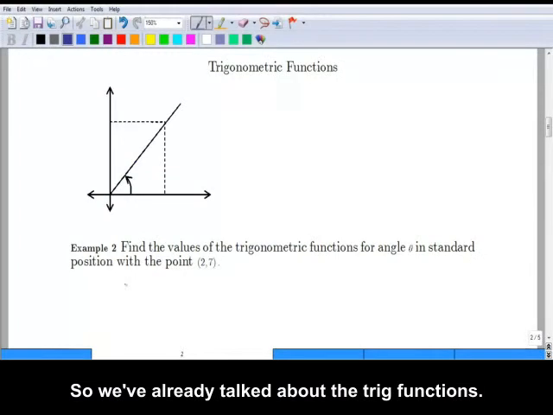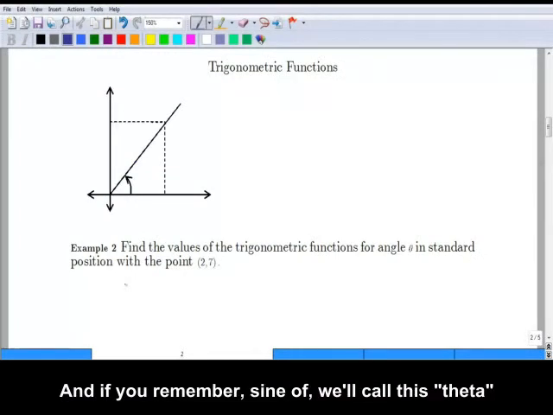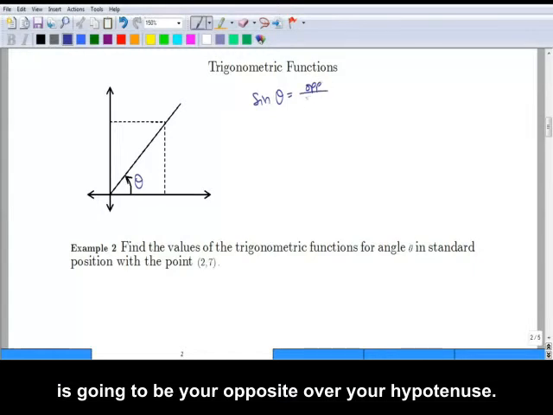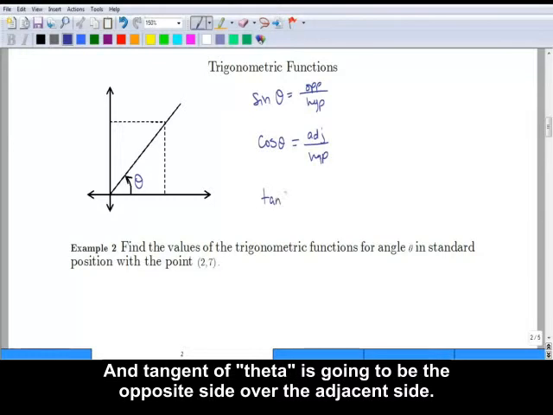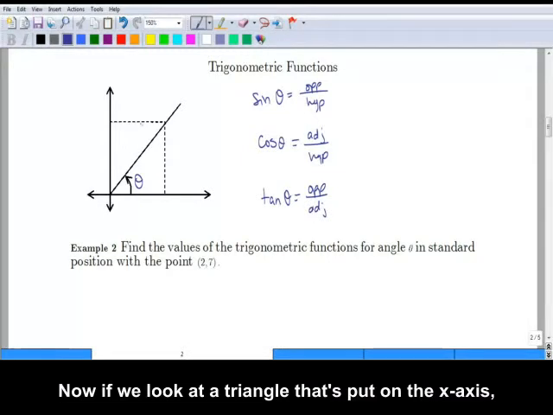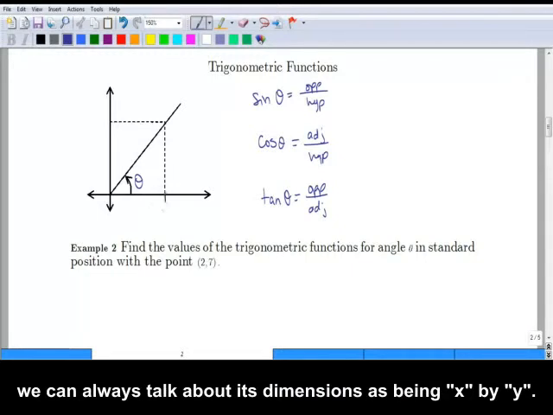So we've already talked about the trig functions, and if you remember, sine of, we'll call this theta, is going to be your opposite over your hypotenuse. Cosine of theta is going to be the adjacent side over the hypotenuse, and tangent of theta is going to be the opposite side over the adjacent side. Now, if we look at a triangle that's put on the x-axis, we can always talk about its dimensions as being x by y.